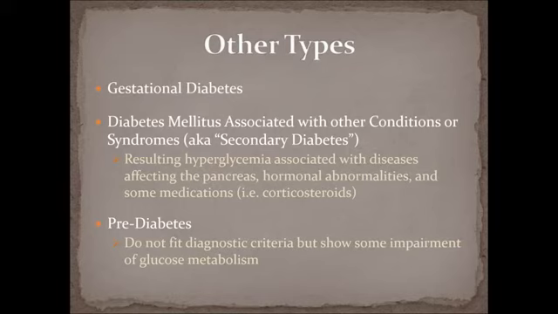The other classification that your book talks about is pre-diabetes. These are people that don't meet the diagnostic criteria for diabetes, but their body is definitely showing some signs of impaired glucose metabolism. If you can catch them in the pre-diabetic phase, and we can start making some lifestyle changes and maybe even put them on metformin, we can potentially reverse or at least delay what is happening. So that's pretty important.